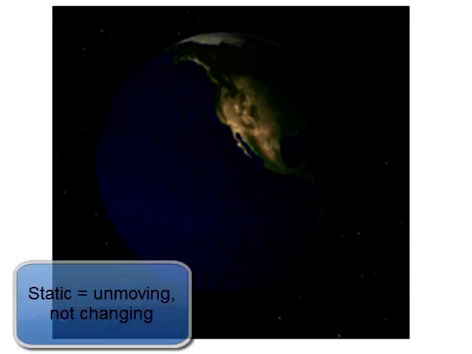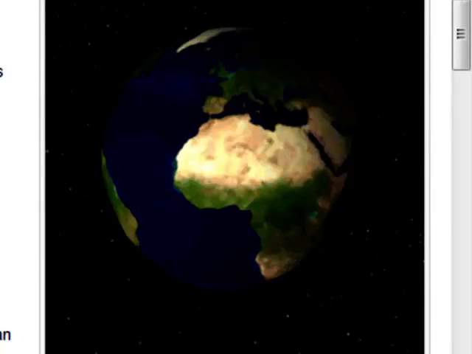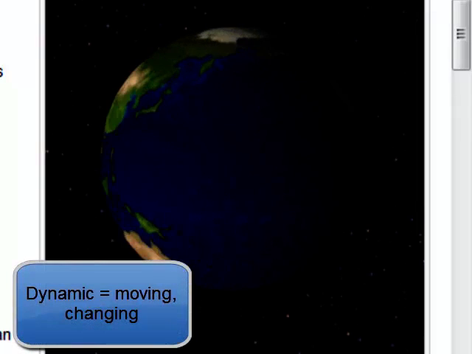As we begin to talk about animation, I want to draw a contrast between two different types of images. What you see on the screen right now, I would call a static image. We can contrast that to the dynamic image you now see on the screen.